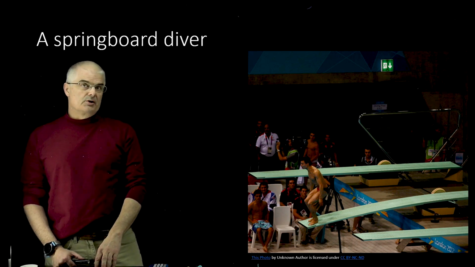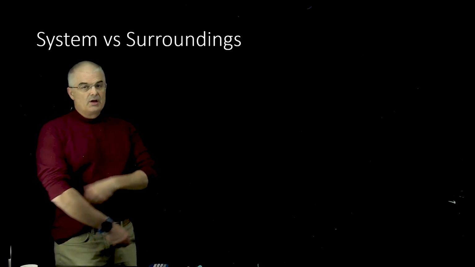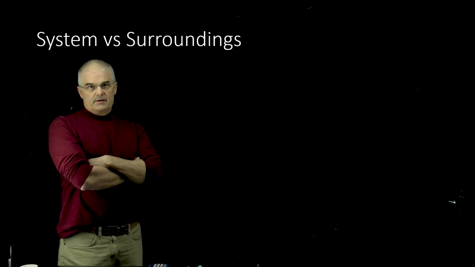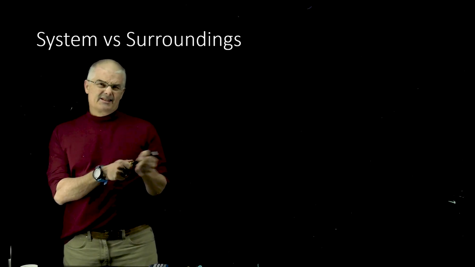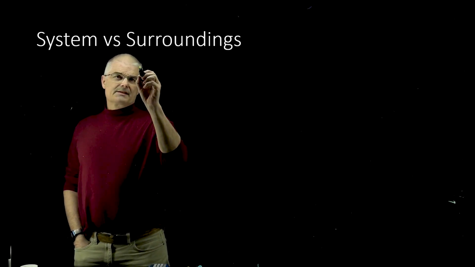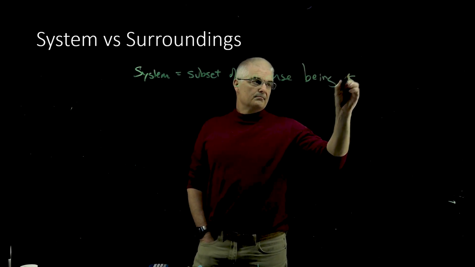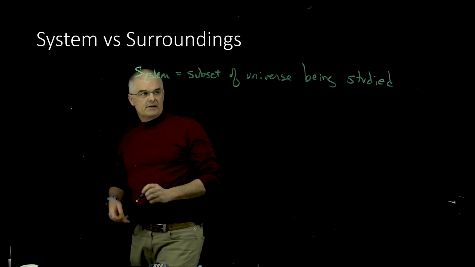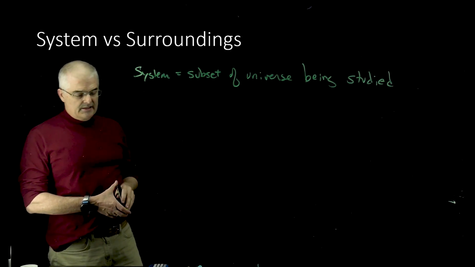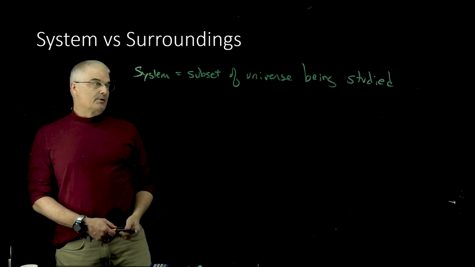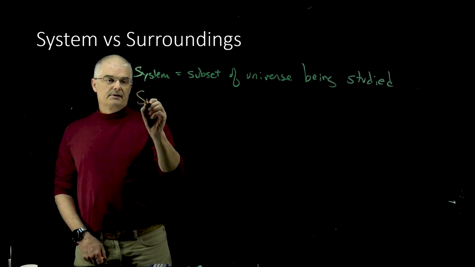And when we talk about energy, we have to actually define two things. We've got what we call the system and the surroundings. So let's talk about the system. The system is the subset of the universe that's being studied in a particular problem, right? And the surroundings is the rest of the universe. The surroundings.